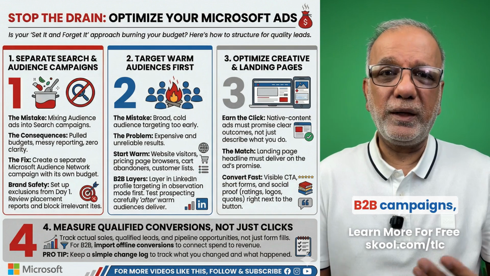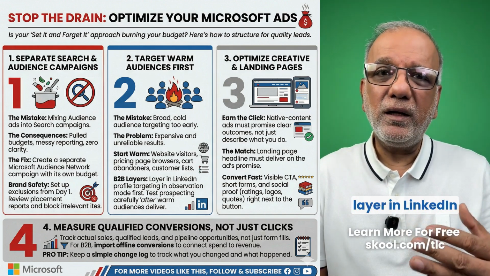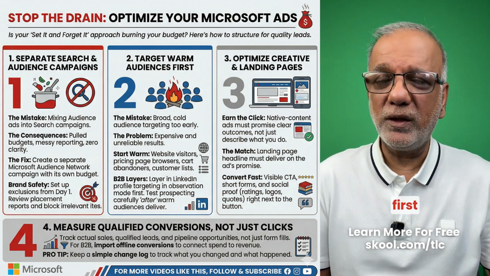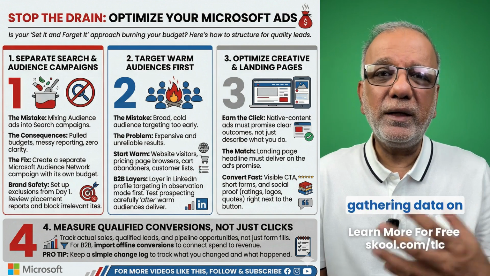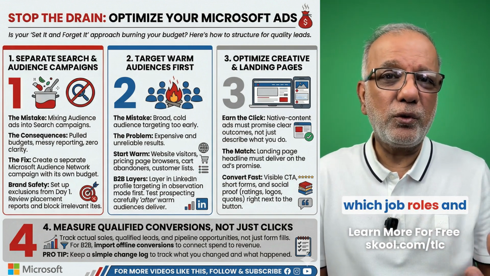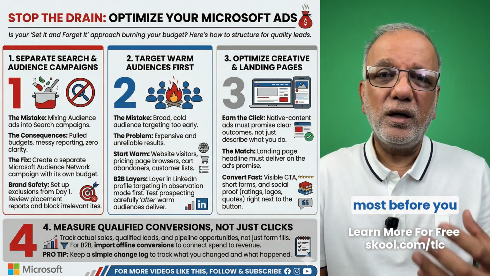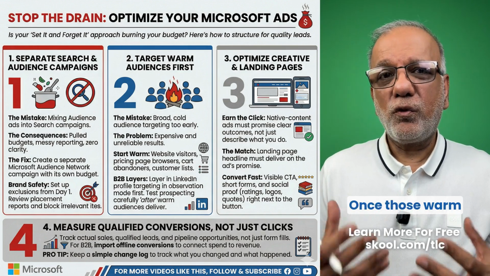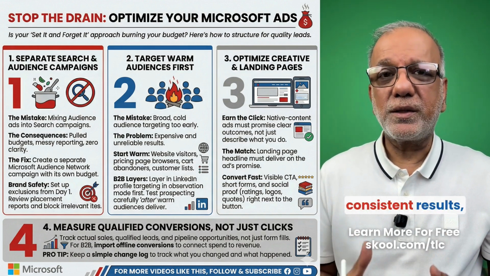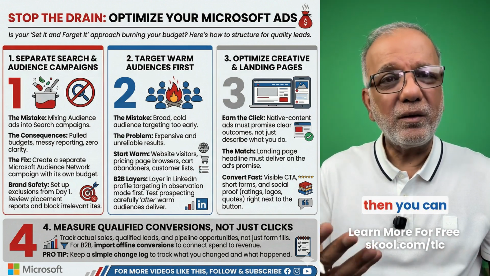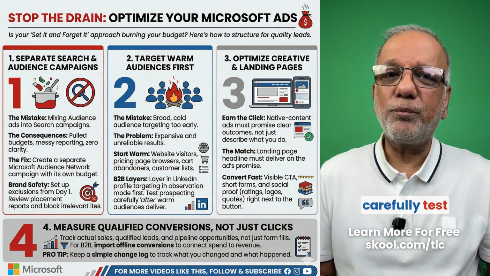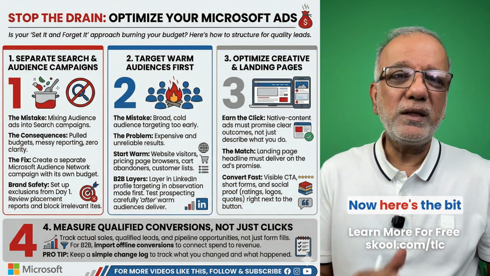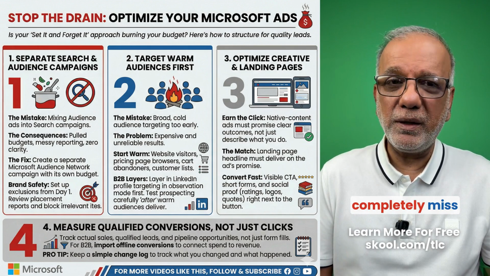If you're running B2B campaigns, layer in LinkedIn profile targeting in observation mode first. That means you're gathering data on which job roles and industries engage most before you start adjusting bids. Once those warm audiences are delivering consistent results, then you can carefully test prospecting with a smaller budget, but not before. Now here's the bit most people completely miss.